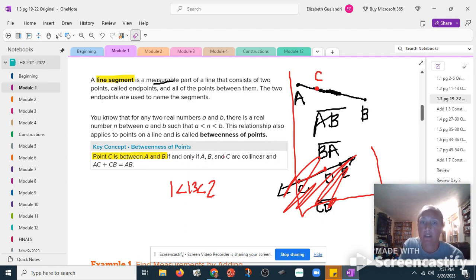And it's if and only if A, B, and C are collinear and the distance between A and C plus the distance between C and B. So the distance between A and C, that measure right there, plus the distance between C and B, that measure is equal to the distance between A and B. Biggest thing right there is that I will have students that think that if this is A, B, C, that C is between A and B, and we talk about it as the distance here plus the distance here is not going to be equal to that full distance that's there. So that's the difference in those.